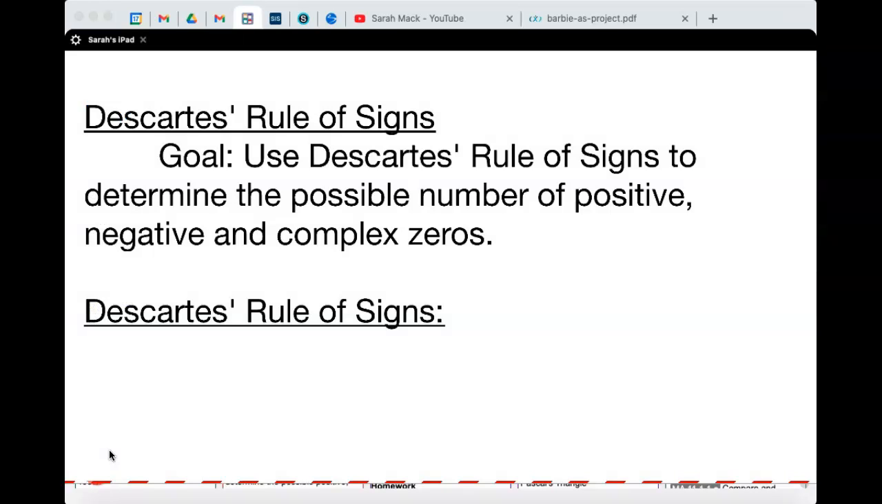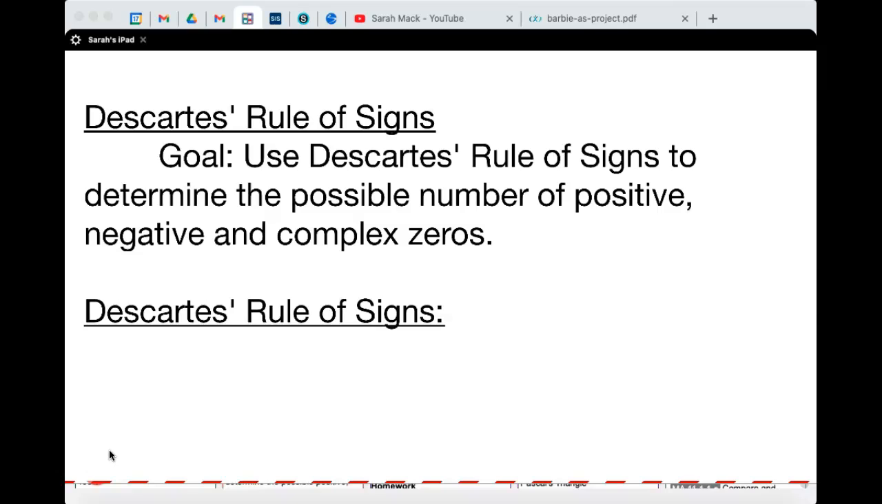Okay, so we're doing Descartes' rule of signs. So another little tip to basically find the zeros of a polynomial. It's not a foolproof method like synthetic division, figuring them out. Kind of like the rational zeros test, where it's going to give you the possibilities. So not the greatest thing, but it's still helpful.